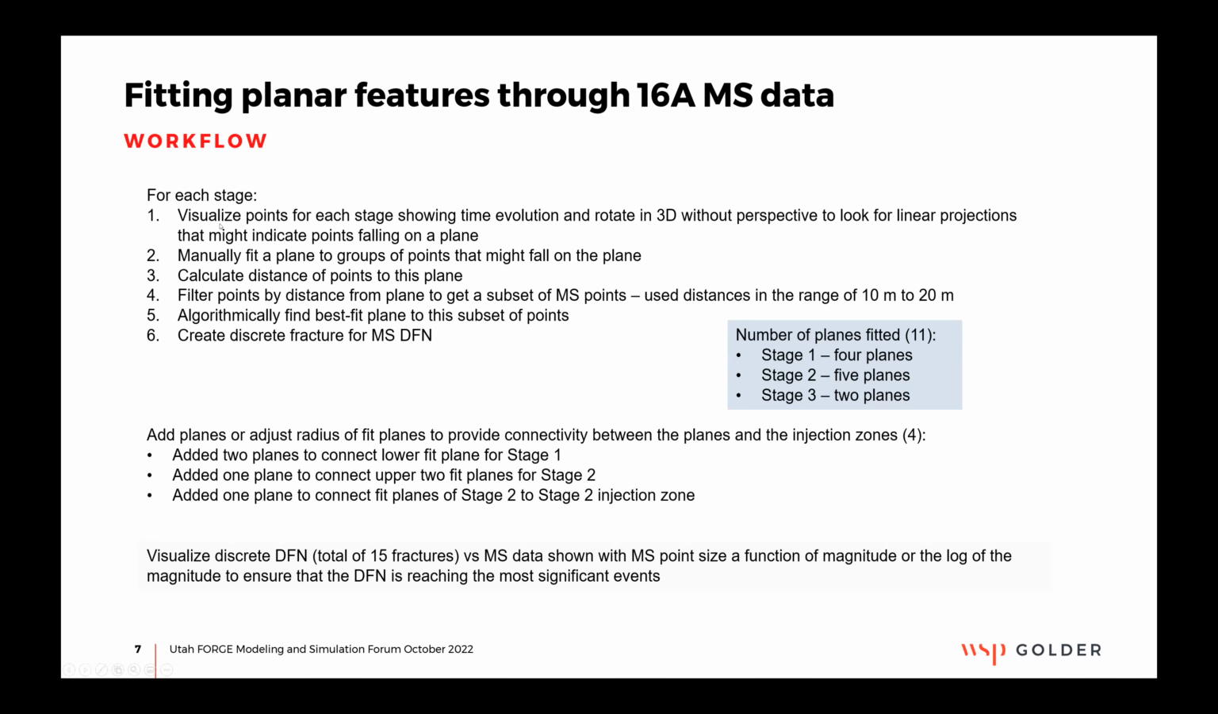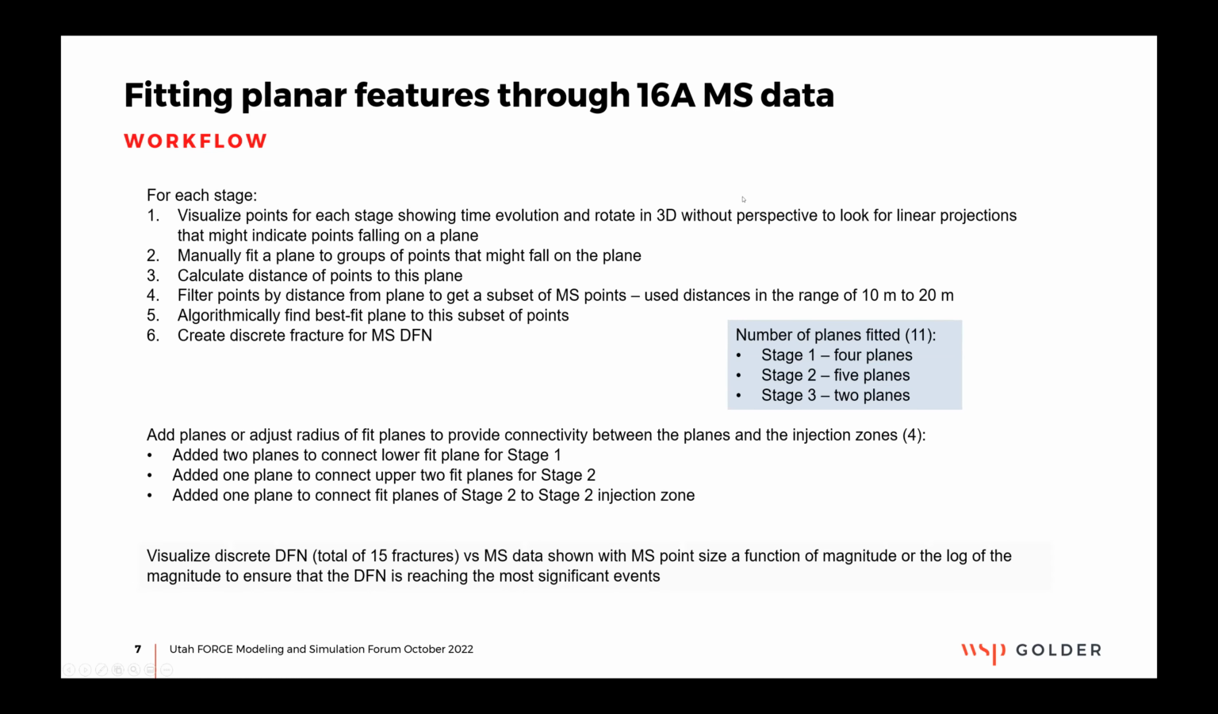So what we did is we loaded these points and visualized the points for each stage, also coloring them by the time evolution, so we can see the points that are triggering earlier in the sequence versus later. And then we rotate these points in our modeling tool. I was using the Fracman software for this. It's very much a manual process of rotating these points in 3D, and then turning the perspective off. So we're just looking at an orthogonal projection of these points with whichever view we're looking at, and we're looking for points that line up.